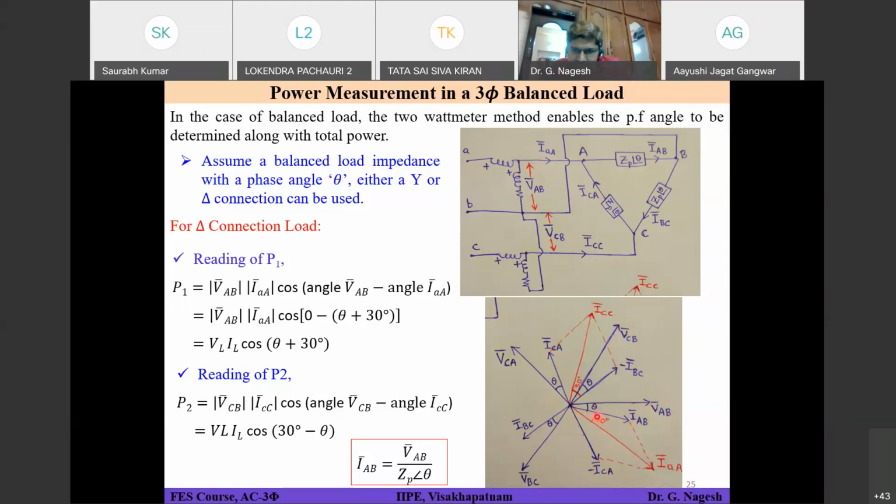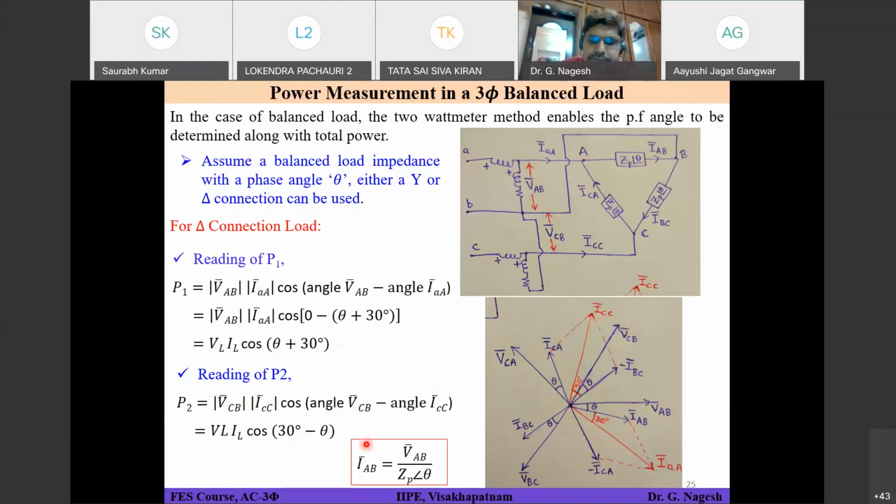This 30 is coming because of the phasor addition of these two phasor currents, and theta already exists between these two. So the total will be 30 plus theta. That's what is written here. You got it? Similarly, you will get 30 minus theta degrees for the second wattmeter also. You have to simply see what the voltage and what the current is, and accordingly draw the phasor diagram. So you will get P2 equal to VL IL into cos of 30 minus theta.